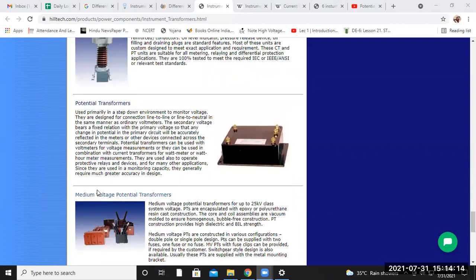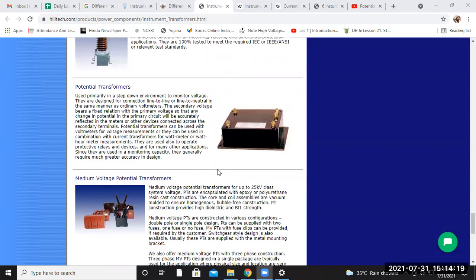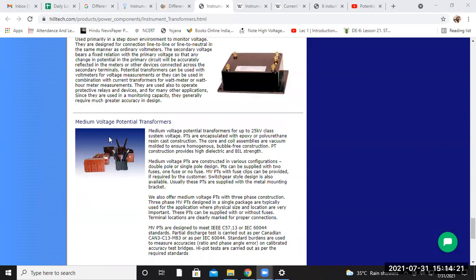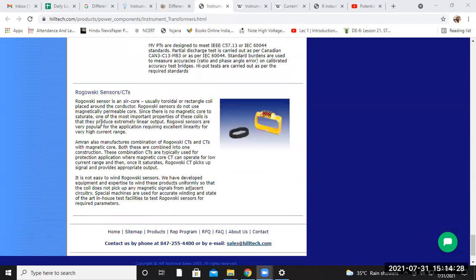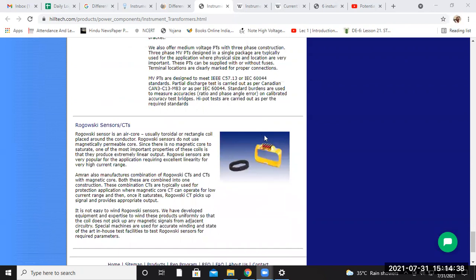These are some current transformers given. Then there is a potential transformer. This is the potential transformer diagram. The medium voltage potential transformer looks like this. Then there is a sensor of the circuit transformer. This is called Rogowski sensors. I will show you some other diagrams of the Rogowski sensors in the next class. But first, it looks like your armband.